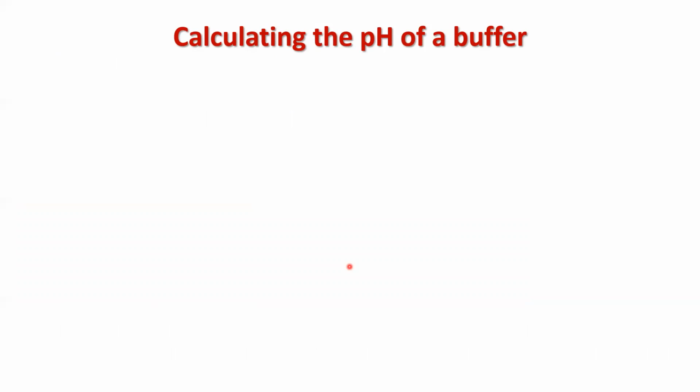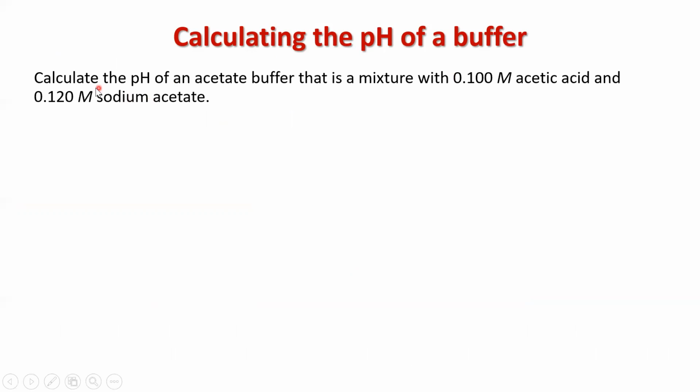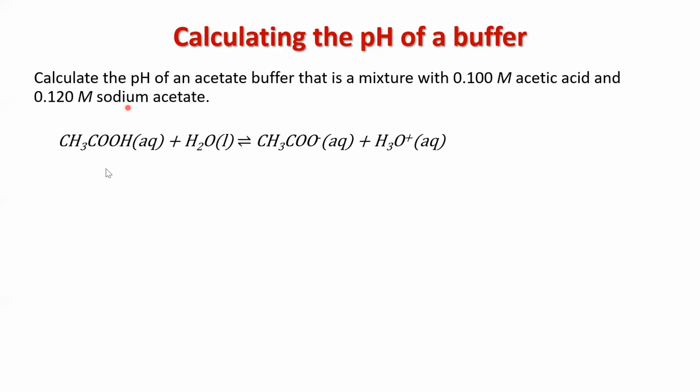So let's calculate the pH of a buffer solution. It says calculate the pH of an acetate buffer solution that contains 0.100 molar acetic acid and 0.12 molar sodium acetate. The first thing we're going to do is write out our reaction. So we've got acetic acid, CH3COOH. You'd be given this. You don't need to memorize what that is. And we're reacting it with water.